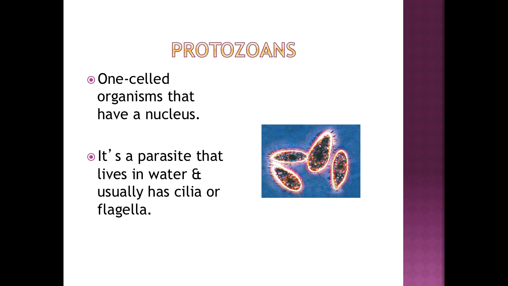Protozoans, these are one-celled organisms that have a nucleus. Protozoans are a parasite that lives in water and usually has cilia or flagella. So in other words, Euglena, Paramecium, Volvox, and amoeba are all protozoans because all of them contain cilia or flagella and they live in water.